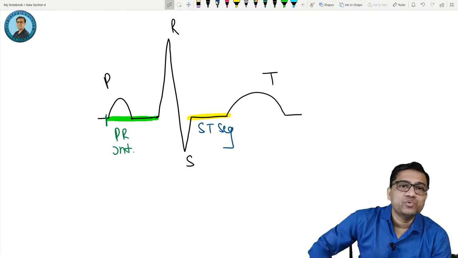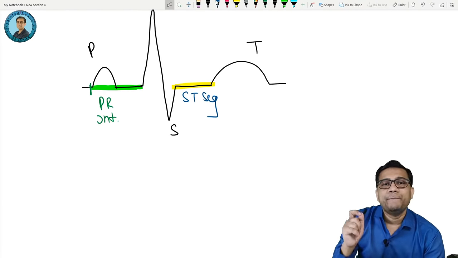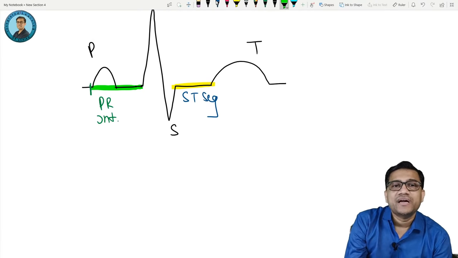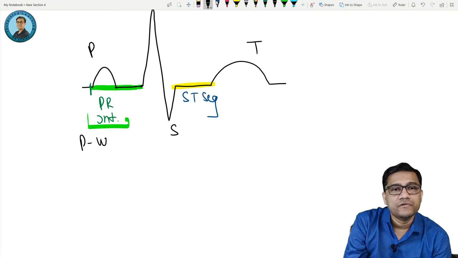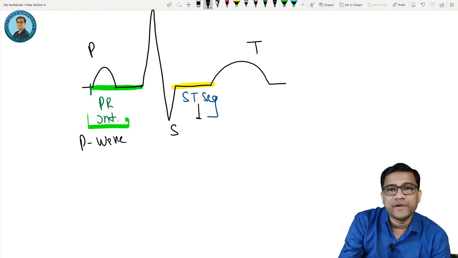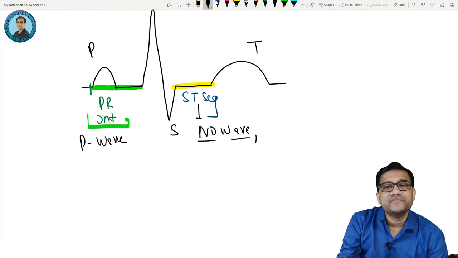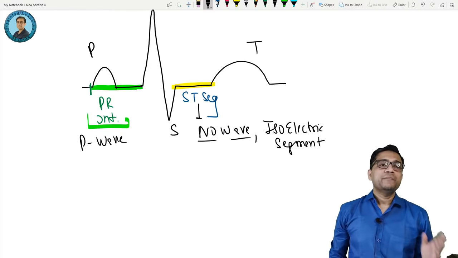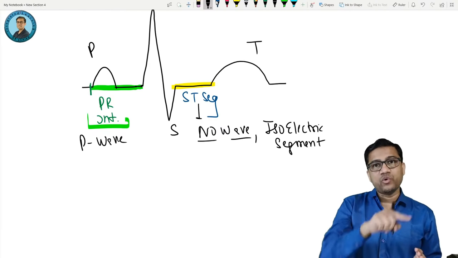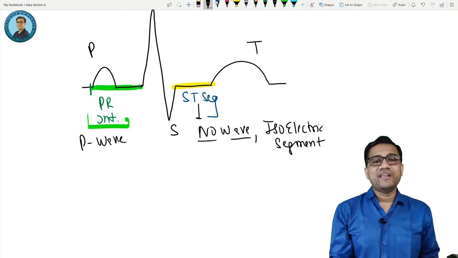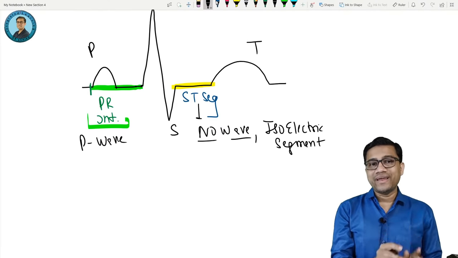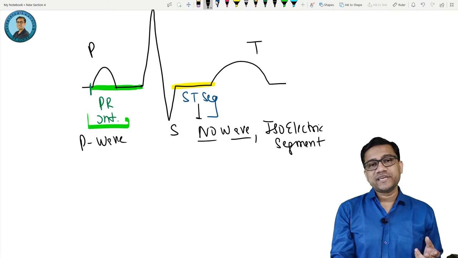Now, what I'm going to tell you is something very, very important. Pay attention. The PR interval contains a wave. Which wave? P wave. The ST segment has no wave, so that means it is just a straight line. That is what is called the isoelectric segment. Are you clear? P wave is a wave which is not straight, it goes up. So the PR interval is not isoelectric, because the ST segment can be isoelectric, but not this.